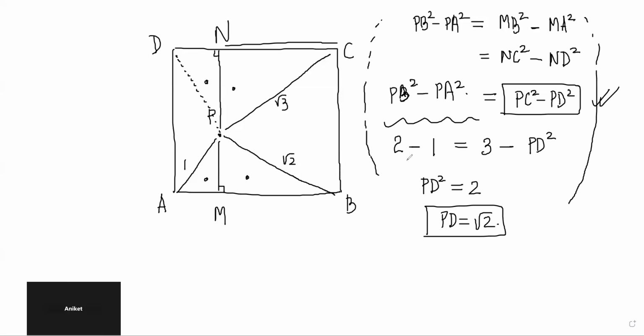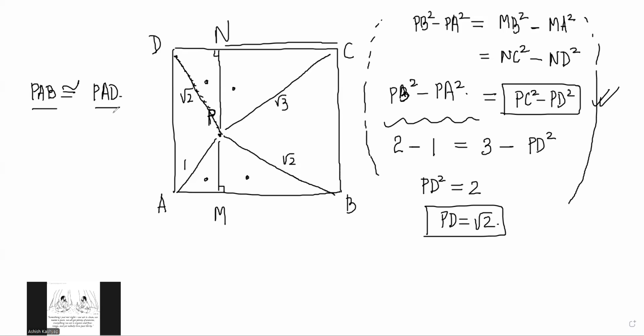Now that I know this is root 2, what you can do is you can prove that triangle PAB is congruent to triangle APD, because all the sides are same. Yes, sir. SSS. So if it is congruent, then angle PAD is equal to angle PAB, which is 45. So this angle is opposite to root 2 and this angle is also opposite to root 2, right? Yes, sir. So they have to be equal, 45, 45.